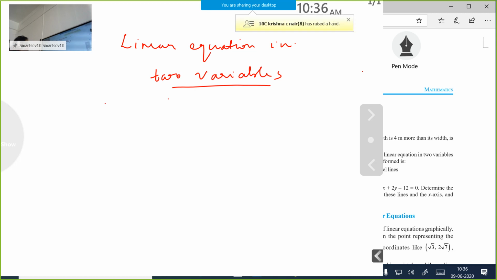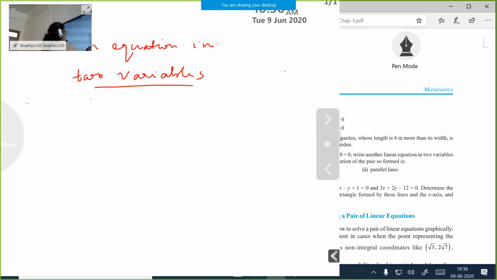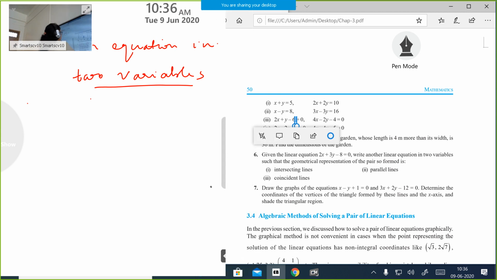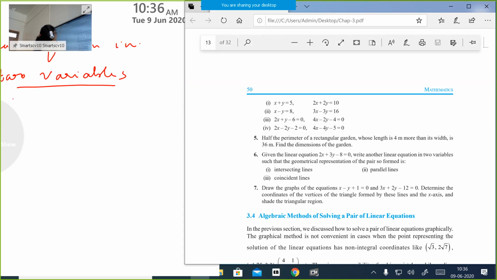Okay, good morning students. We start today's section, linear equations in two variables, continuation. Take your textbook. Read question number 5, exercise 3.2.